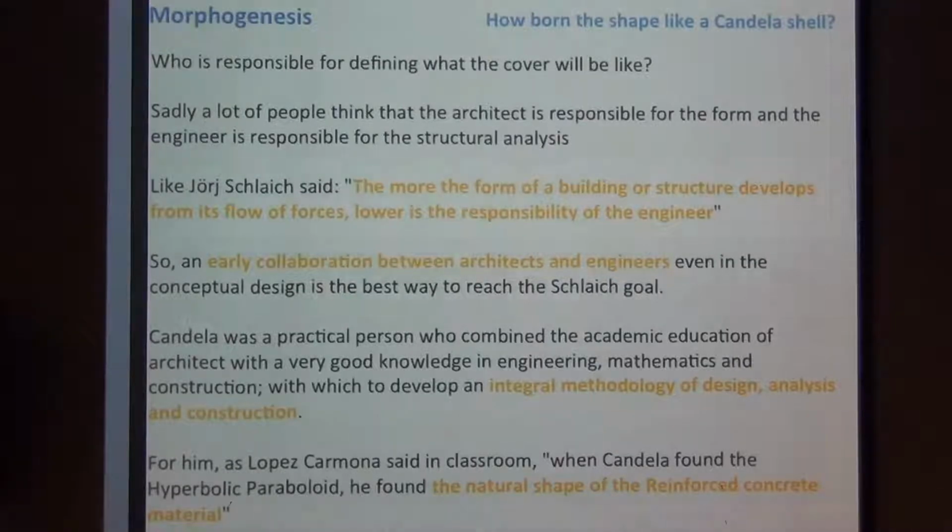With that, the question is, who is responsible to define that cover? Sadly, we try to avoid this thing that the architect is responsible for the shape and the engineer is responsible for the structure. This is not a good thing. Jörg Schlaich said, the more the form of a building or structure develops from its flow of forces, the lower the responsibility of engineers. So if we try to work engineers and architects together in the first steps of the project, we can reach this goal.